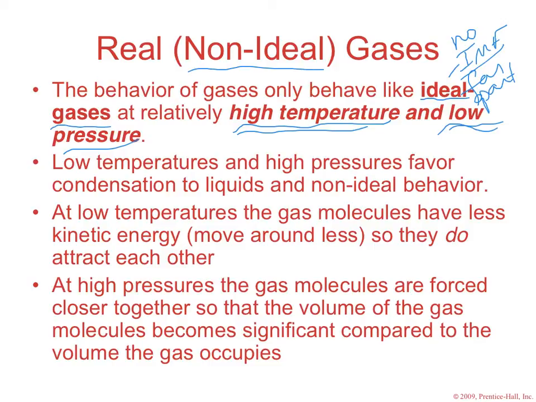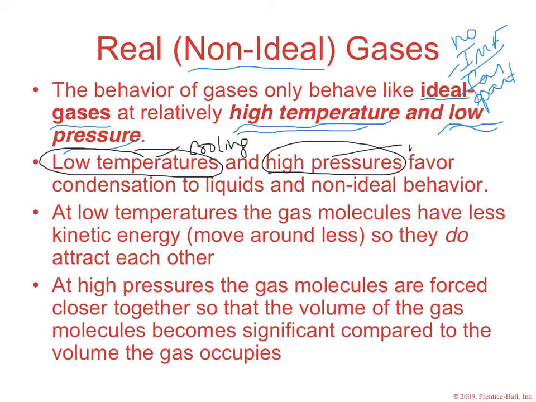Now, alternatively, the things that make a gas behave non-ideally would be low temperature. If you start cooling a gas, they're going to start slowing down and coming closer together, and they're going to behave non-ideally. Same with if you exert a high pressure on a gas. You're kind of squishing them closer together, and they're going to behave non-ideally. So that's the first thing to understand: under what conditions does a gas behave ideally and non-ideally.